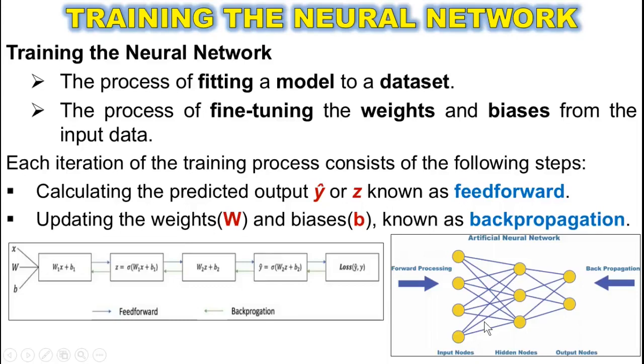Training the neural network is the process of fitting a model to a data set. It is the process of fine-tuning the weights and biases from the input data. Each iteration of the training process consists of the following steps: calculating the predicted output y hat or z, known as feed forward; updating the weights and biases, known as back propagation.